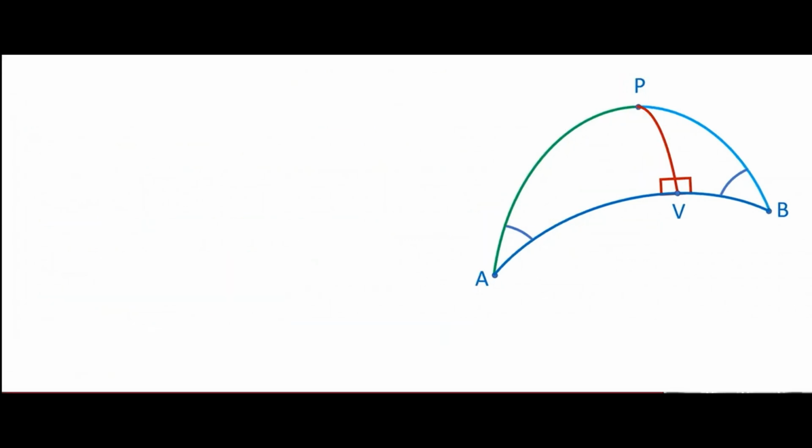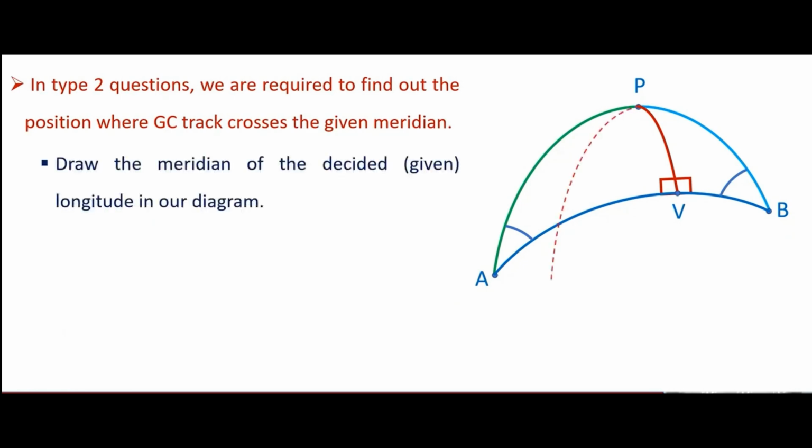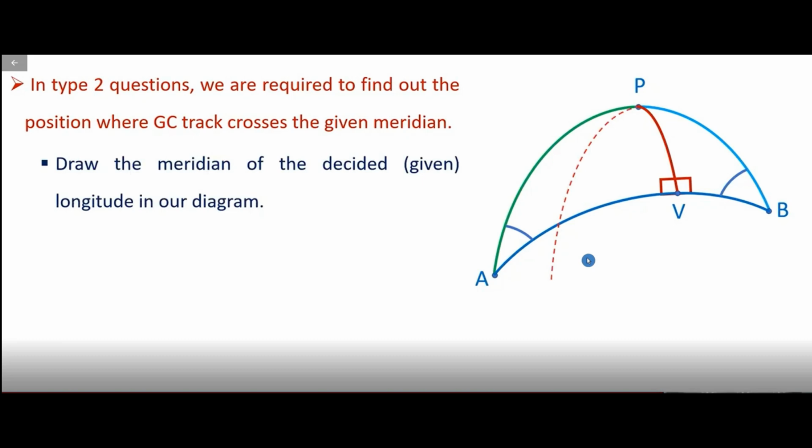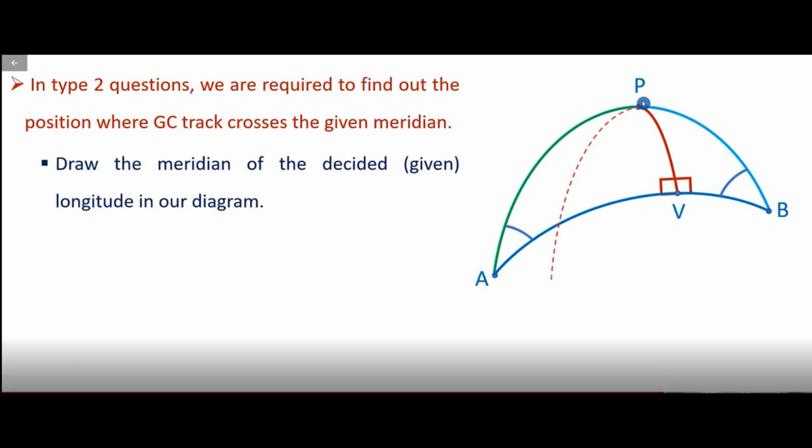In the second scenario, we could have the longitude of the waypoint pre-decided. So what we can do is we can draw the meridian of the waypoint. Now beta, in the second type of problem, instead of giving you a parallel of latitude, they will give you a longitude or a meridian, and you have to find out where the great circle track crosses that meridian. So now what we do is we draw that particular meridian from the pole going downwards like this.